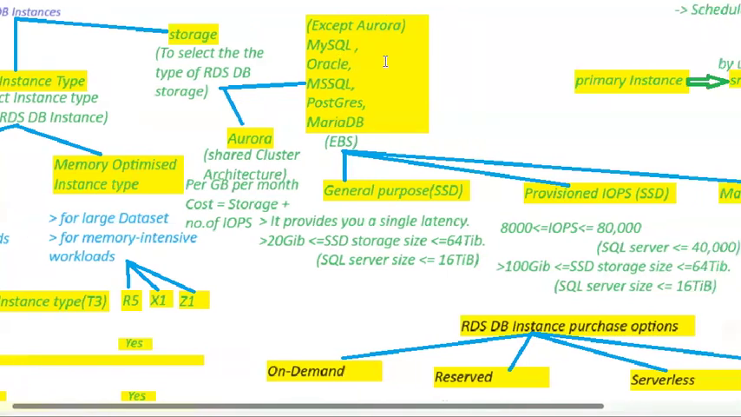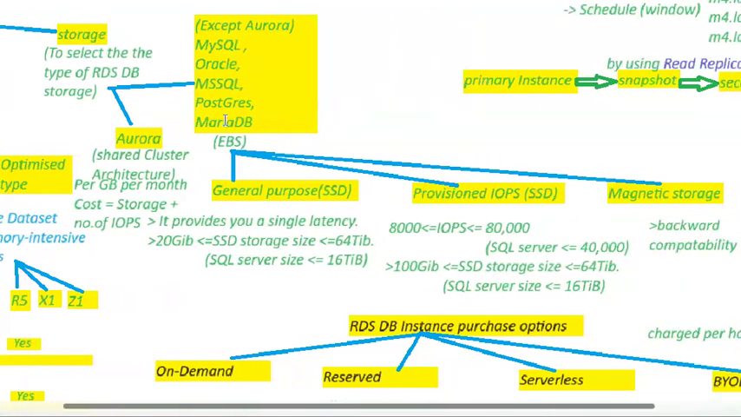So let's see another storage type. That is EBS. Under EBS, we have three types. For this, we use all the engines except Aurora. For Aurora, we will be charged for storage and number of IOPS. For all the other engines except Aurora, we will use EBS. Under EBS, we have three types of storage. So let's see how we will be charged.